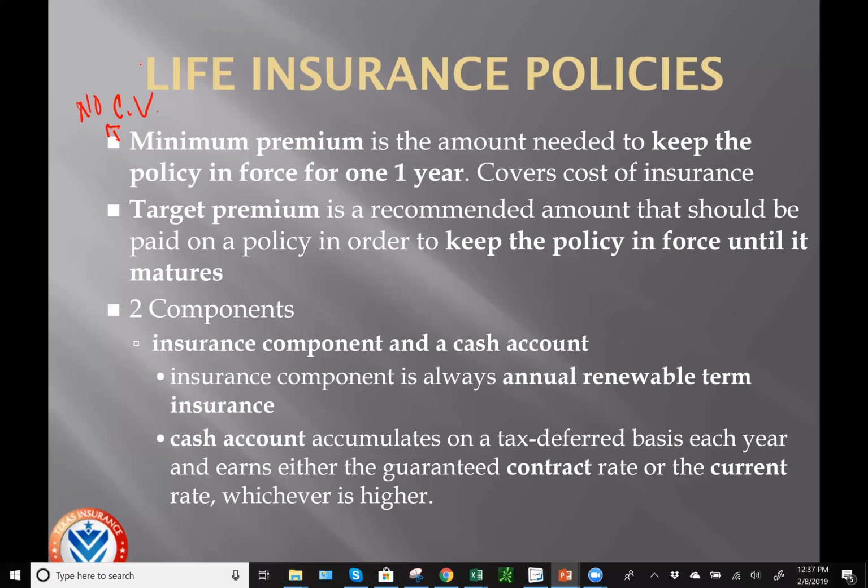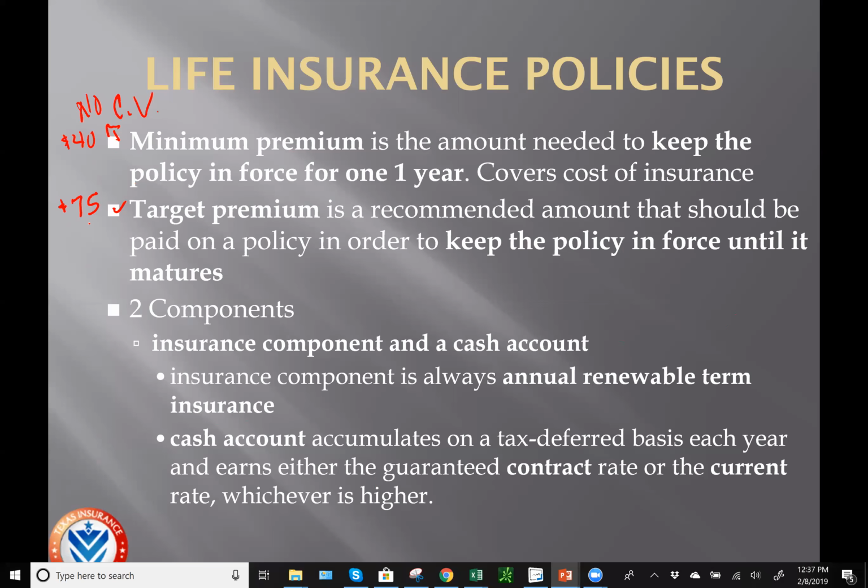Now, you purchased the policy so that you would have some cash value, so you should put in what's called the target premium. Now, the target premium is going to help you build cash value, and it's the recommended amount that should be paid on a policy in order to keep the policy in force until it matures. So let me kind of give you an example here while we're looking at this. Let's say the minimum premium just to cover your life insurance is $40 a month.